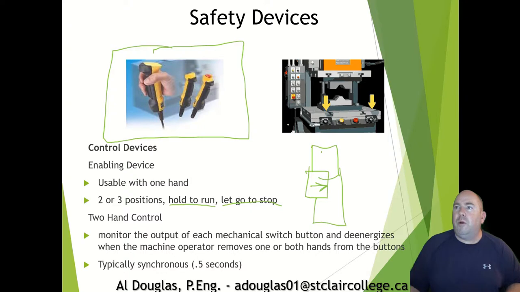And like we said before, 2-hand control devices is another type of device here. So you can see on this little punch press, you have 2 buttons here.